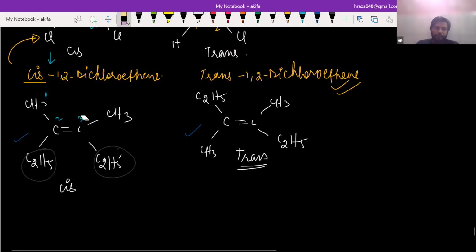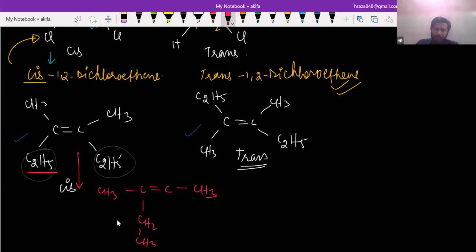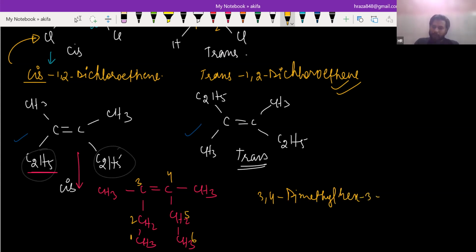We always go for the longest chain. So I'm going to write its complete structural formula. It will be CH3, C double bond C, and CH3. And now I'm going to write C2H5 as CH2CH3, in the same way CH2CH3. Now I can number it 1 2 3 4 5 6. So the double bond is covered, as well as the longest chain. So the name will be 3,4-dimethylhex-3-ene. If we are going to name this cis-3,4, and this trans-3,4.